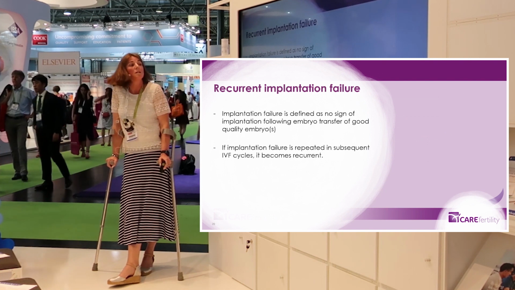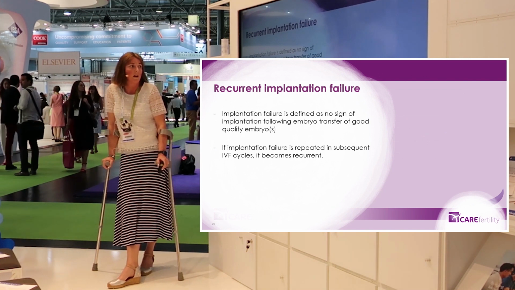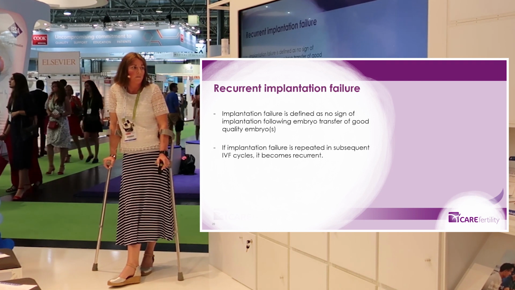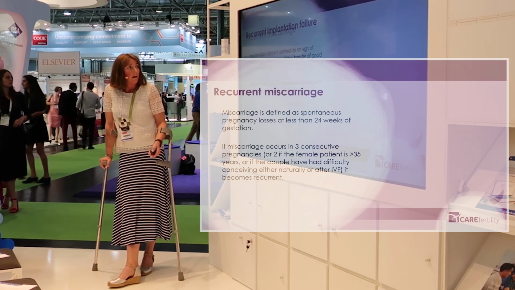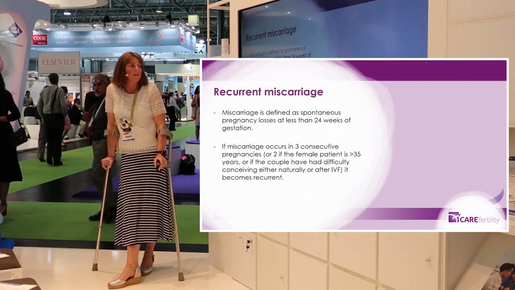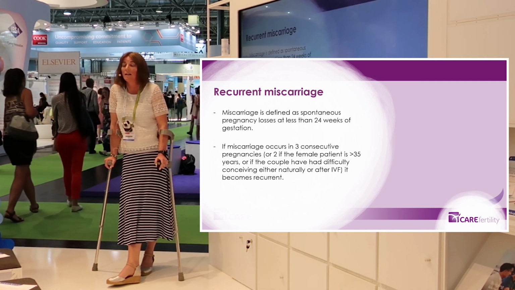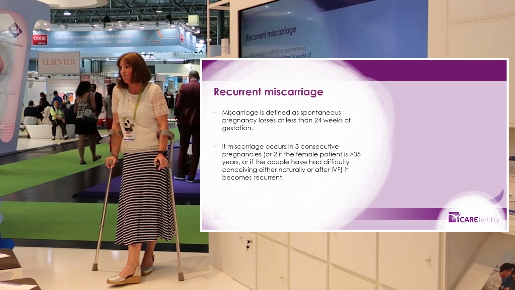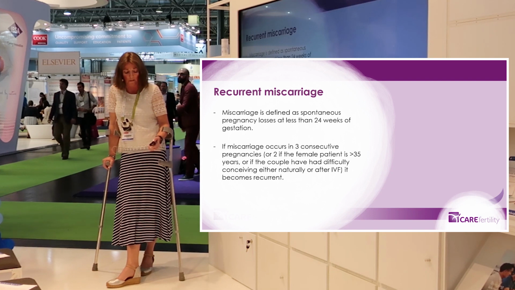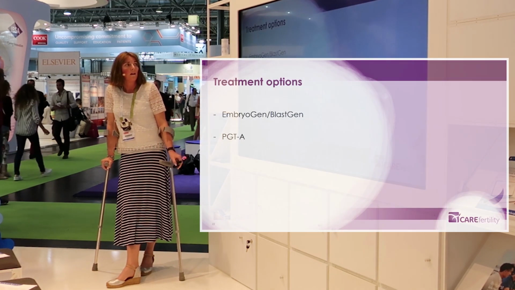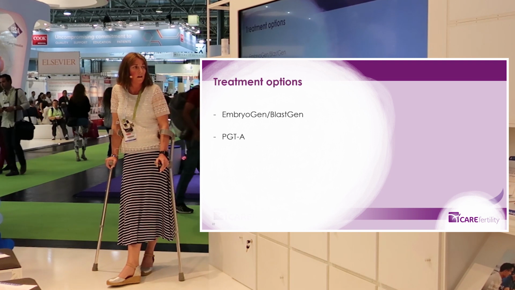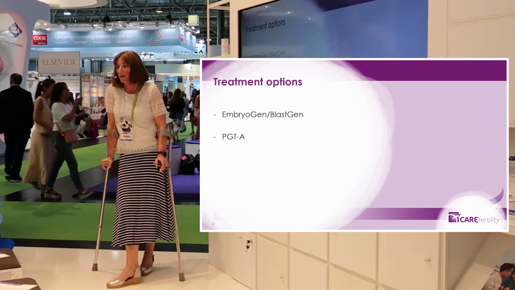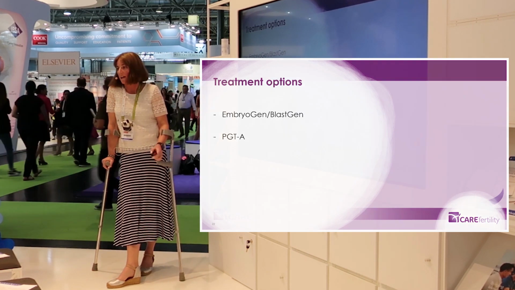Recurrent implantation failure. So implantation failure is when there's no sign of implantation following embryo transfer of good quality embryos in repeated cycles. And recurrent miscarriage is the spontaneous pregnancy losses at less than 24 weeks, and if it occurs in 3 consecutive pregnancies, we consider it to be recurrent. Our treatment options, the laboratory tools that we would recommend for these patients, are Embryogen and Blastgen and PGTA.